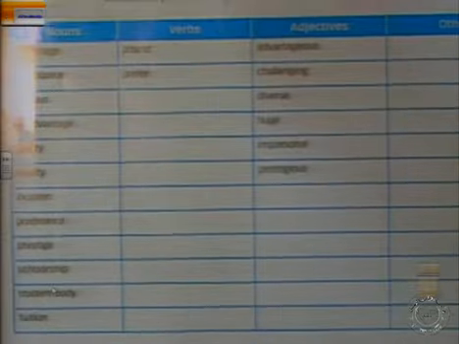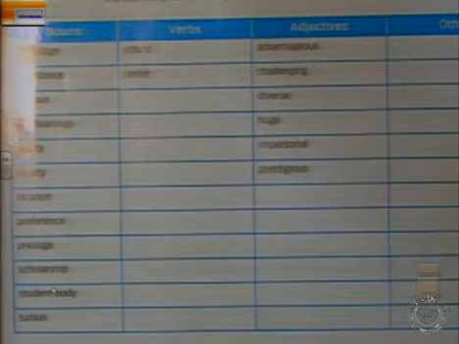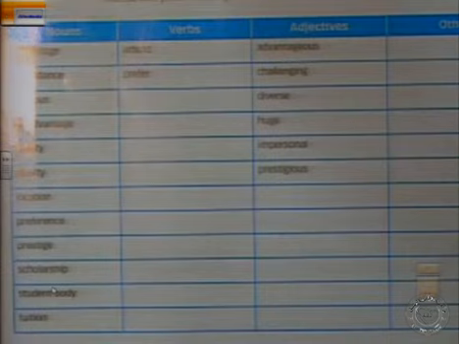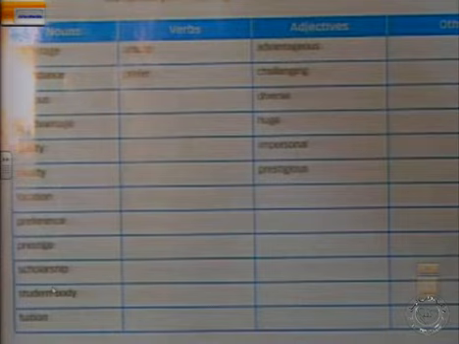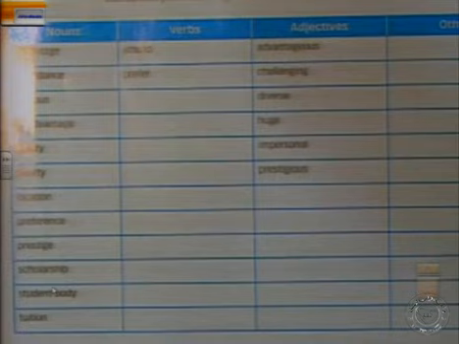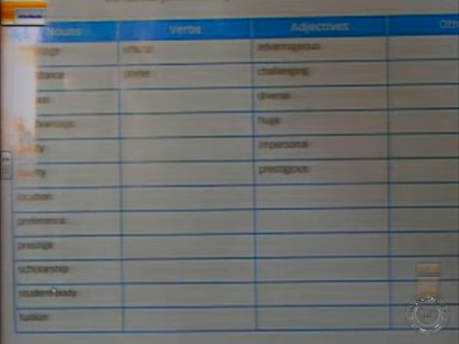Next we have a list of adjectives that may be helpful to you when you write your paragraphs. The first adjective is advantageous. Advantageous is the adjective from the noun advantage. It means giving good things, or beneficial. The second adjective is challenging. Challenging means requiring a lot of effort from you, hard work and more effort. The next adjective is diverse. Diverse means of different kinds.